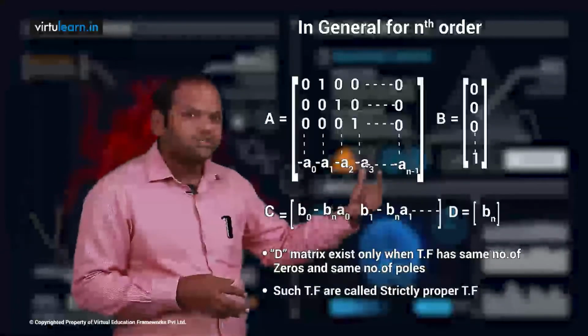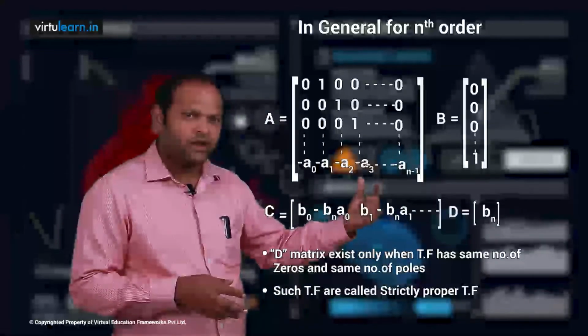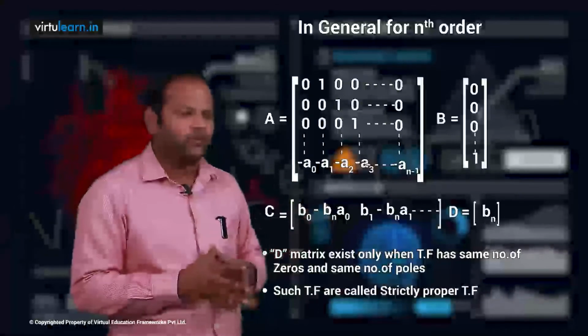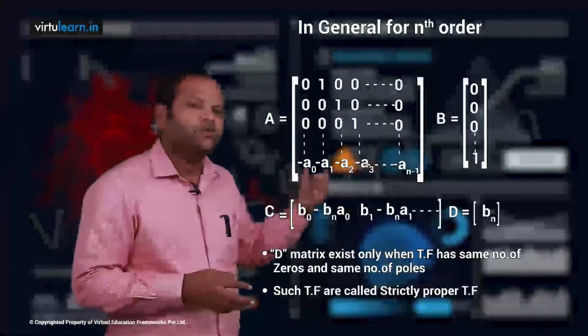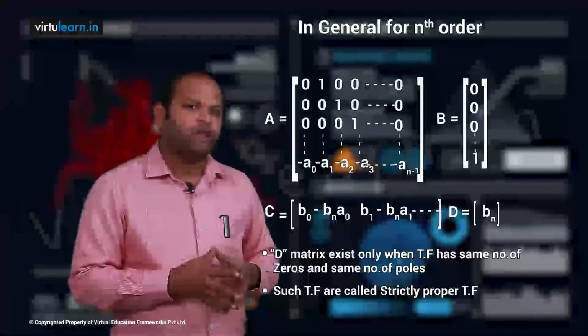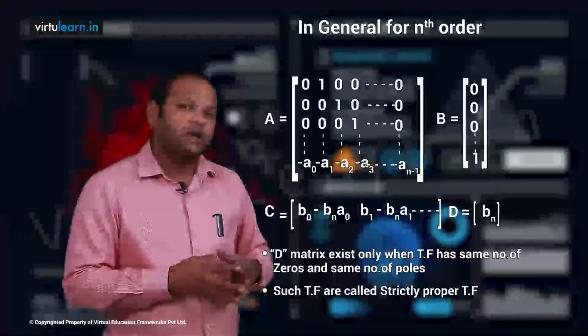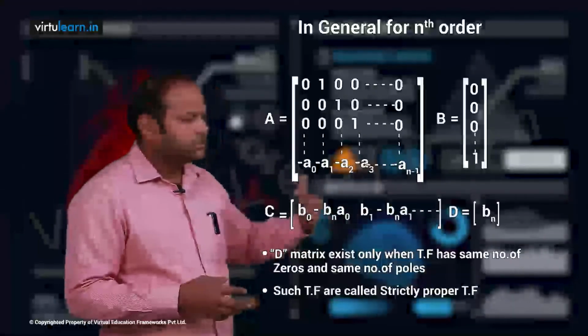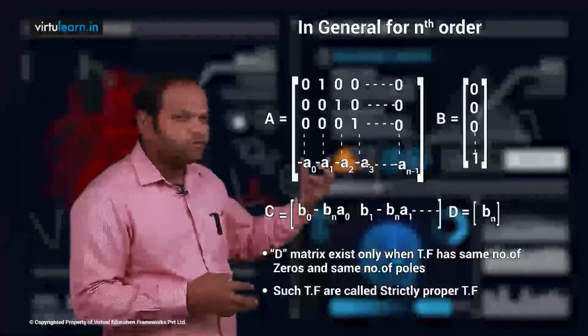D matrix entry is bn. So bn is nothing but the highest degree coefficient of the numerator. It exists only if it is available. Otherwise the D matrix is going to be 0. In most real-time systems, the D matrix is 0, since we cannot control the output directly from the input without going through the process. So the D matrix is in most cases 0.